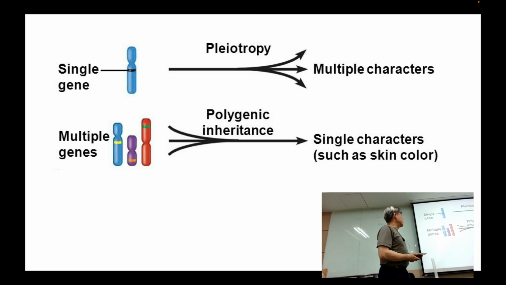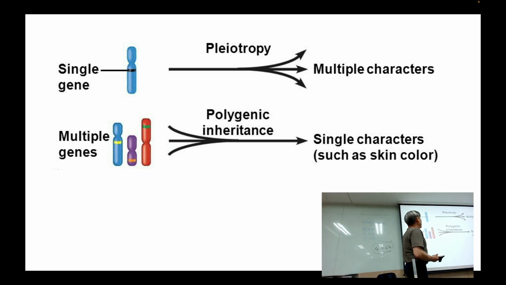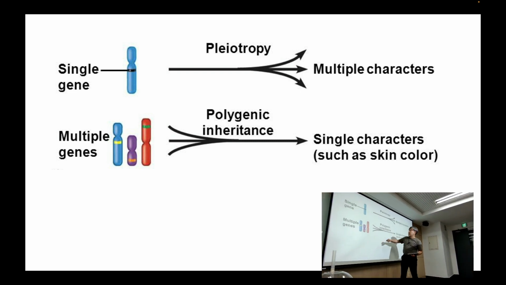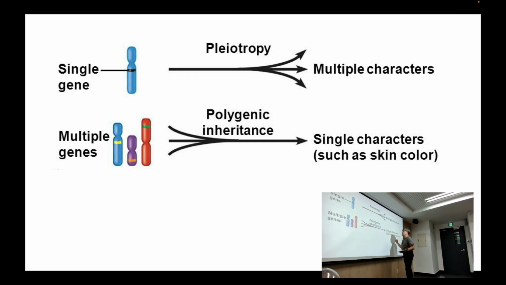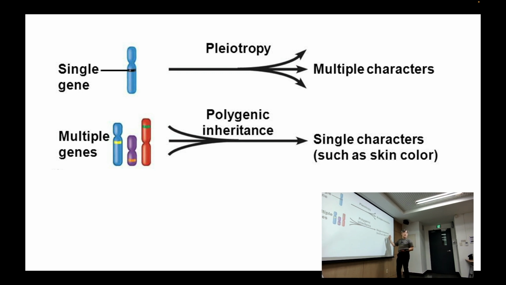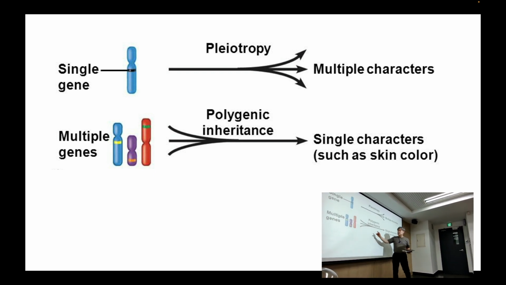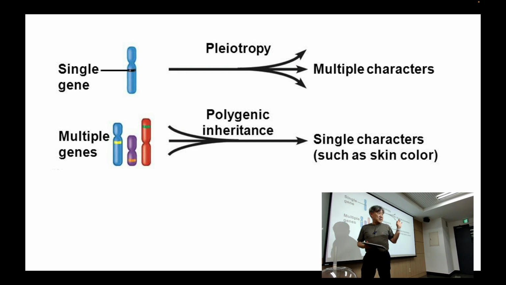So that's the pleiotropy. But there is another, the opposite. Sometimes you have only a single character change in a trait, but that is contributed by multiple genes. Multiple genes working together and only pointing to one particular trait.